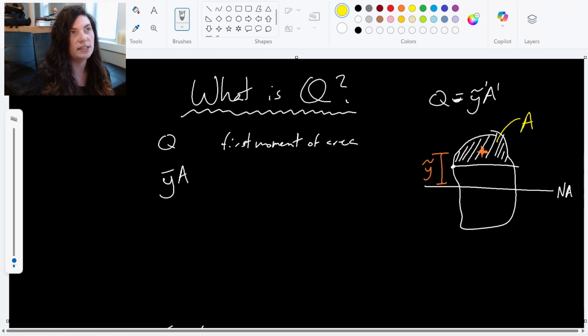The other thing to note is that, much like moment of inertia, it's a geometry property. It's a property of the cross-sectional area. And so we get units that don't always make a lot of sense. If we look at this, we're multiplying a distance times an area. So the units that we typically get for Q are things like meters cubed, millimeters cubed, inches cubed, feet cubed, and so on. But these are not measurements of volume.